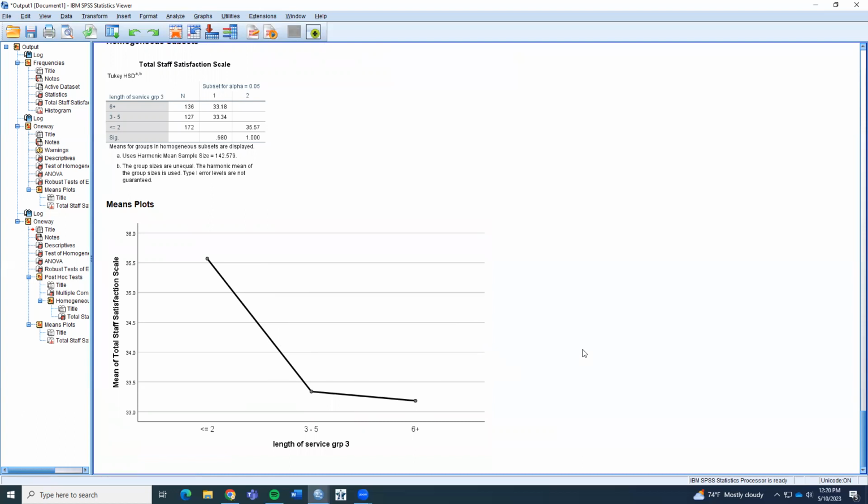All righty. So in conclusion, our one-way ANOVA and post-hoc tests have revealed that employees with 2 years or less work experience had satisfaction ratings that exceed those with 3 or more years of experience.